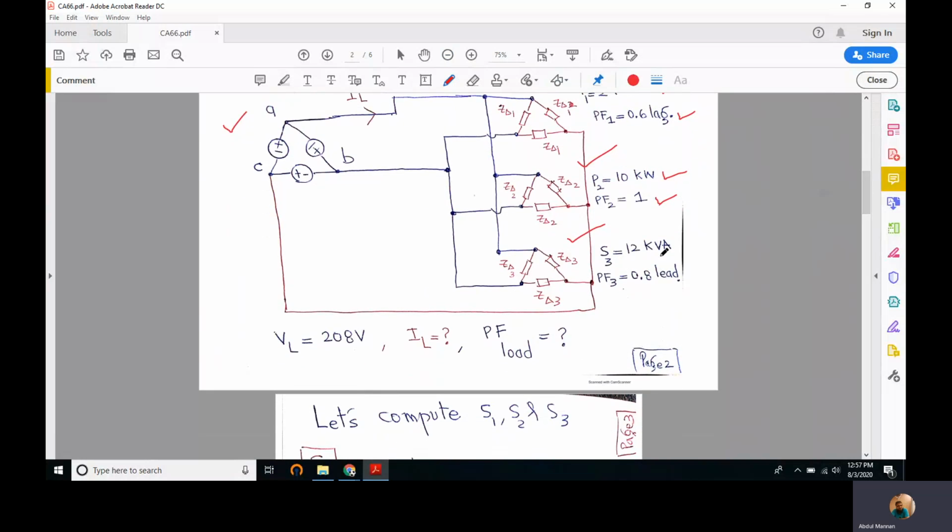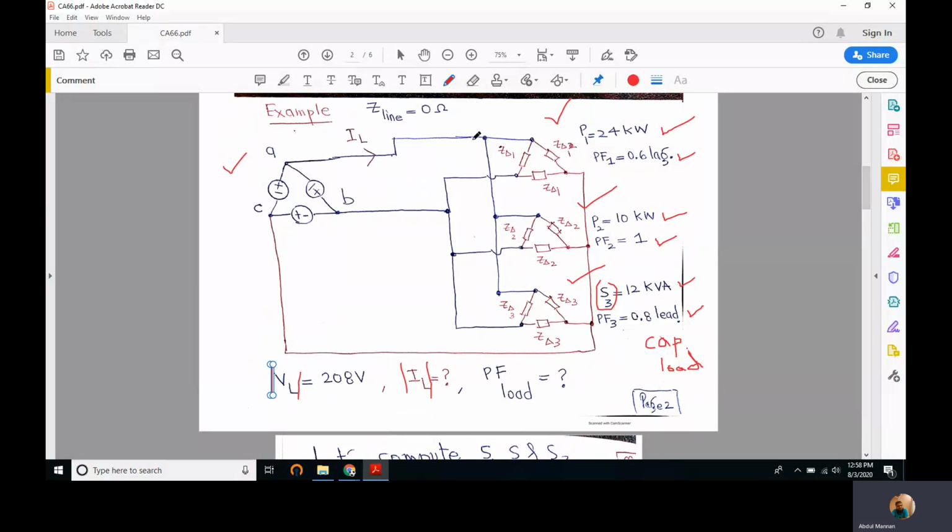And for the third load, we are given the complex power, not the active power. So we are given the complex power and its power factor is leading. This means it contains a capacitive load instead of an inductive load, a resistor and a capacitor in each phase. We are also given that the magnitude of the line voltage is 208 volts. We have to find the magnitude of I load, the load current, and we have to find the power factor of the load. When we say power factor of the load, this means we have to find the collective power factor of all these three loads.